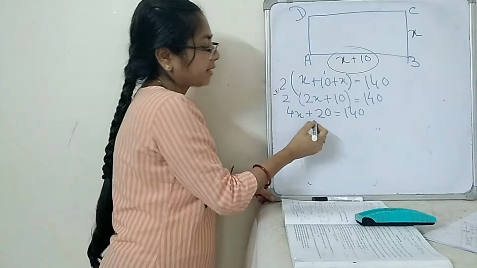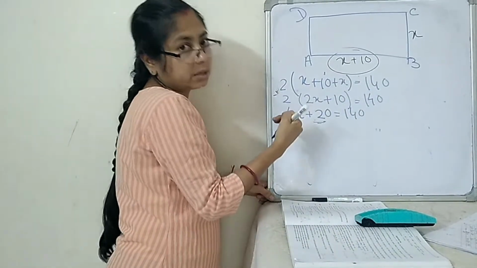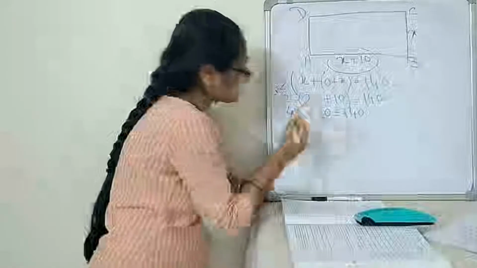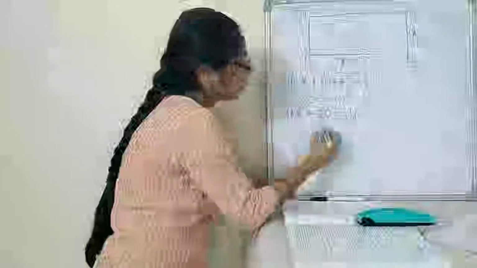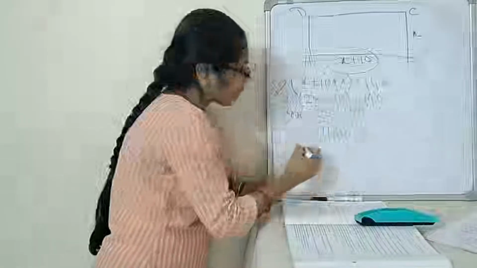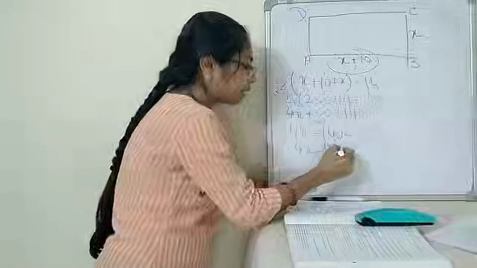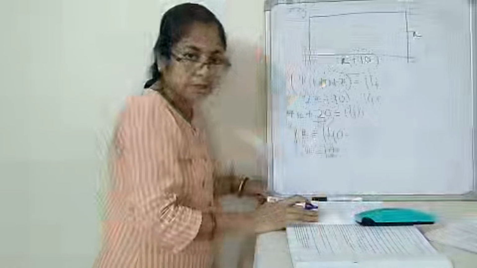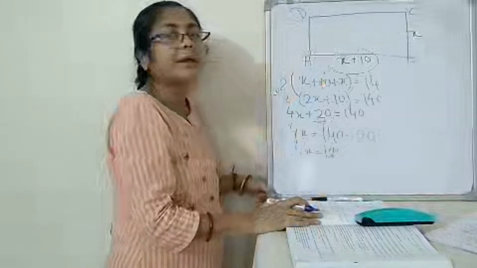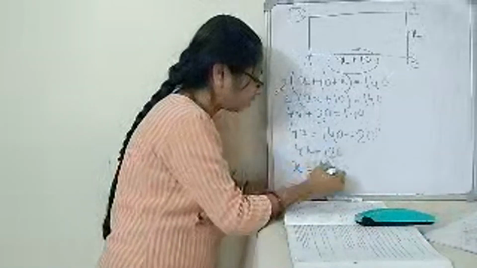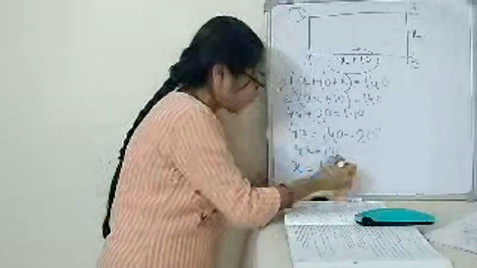Clear? It is addition. So when I move it from the other side, it becomes minus 20. Clear? 4x is equal to 120. And 4x and x, what is the relationship? It is multiplication. So what is the opposite of multiplication? It is division. So how can you find out? x is equal to 120 by 4. It is 30.